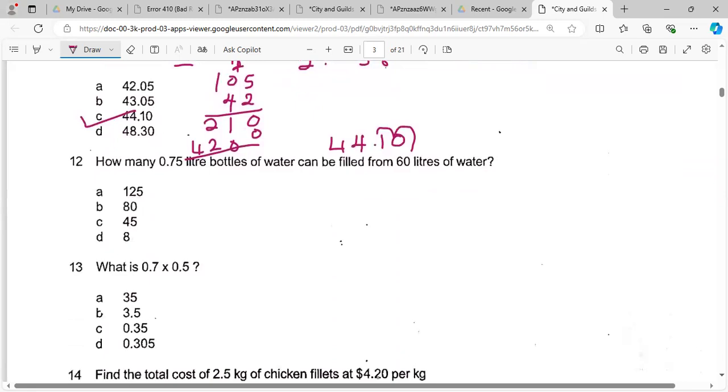Alright, let's look at the last two, 12 and 13 for today. How many 0.75 liter bottles of water can be filled from 6 liters of water? And what is 0.7 times 0.5? See if I can complete those before class ends, alright?